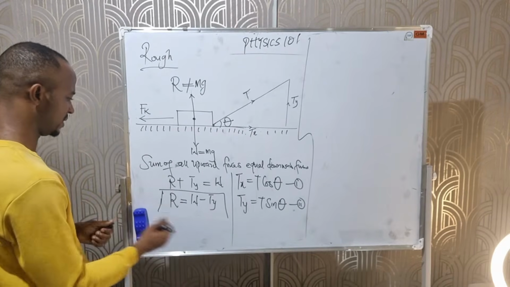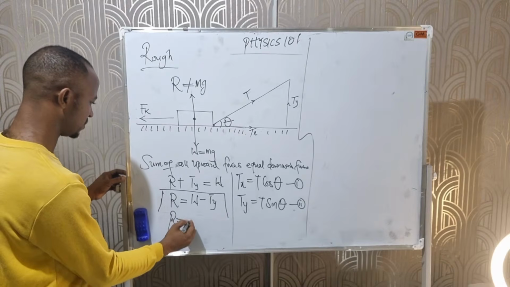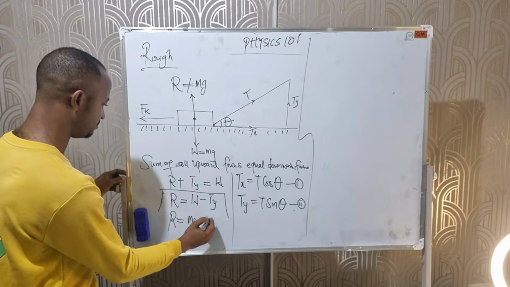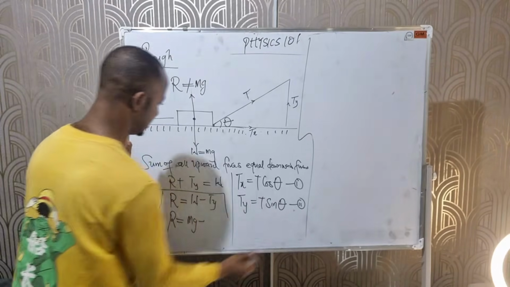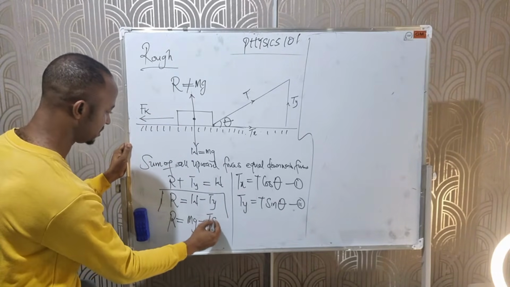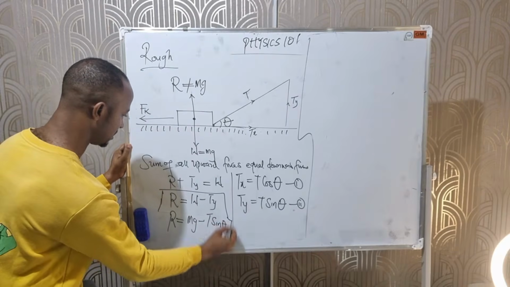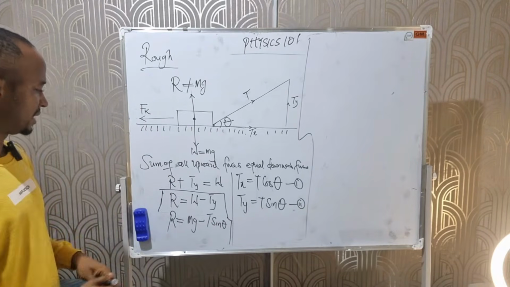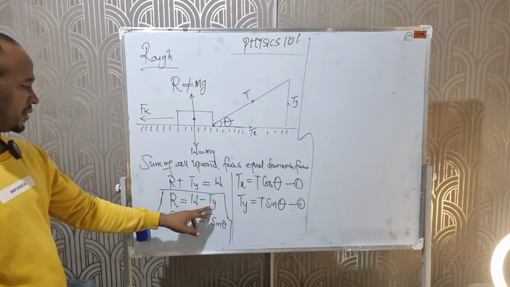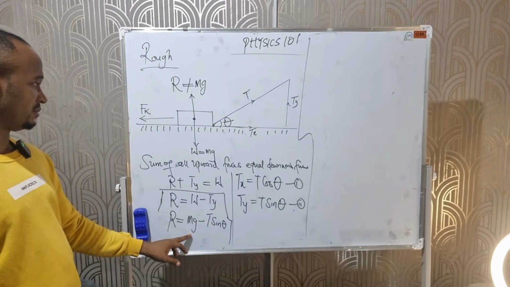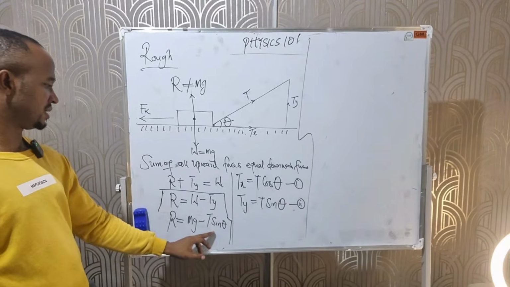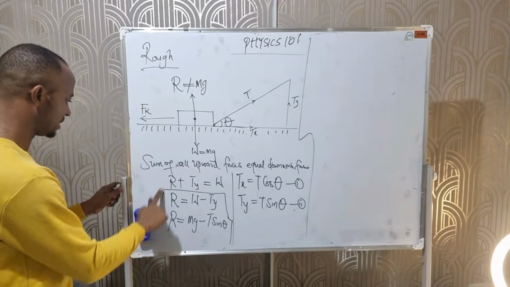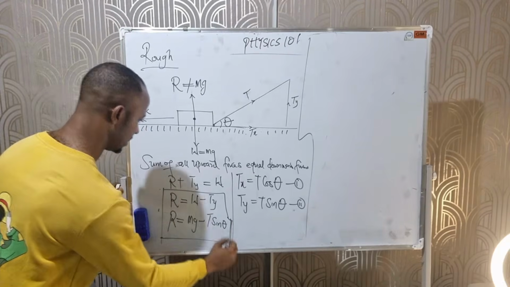And we have seen that normal reaction is W minus what? Ty, right? So R is also equal to mg minus what? If our Ty is T sine theta, here will be T sine theta, right? I repeat again, R equals W minus Ty. The value of W is mg, which is the weight. Ty, we have resolved it as T sine theta, right? So let's take note of this expression.